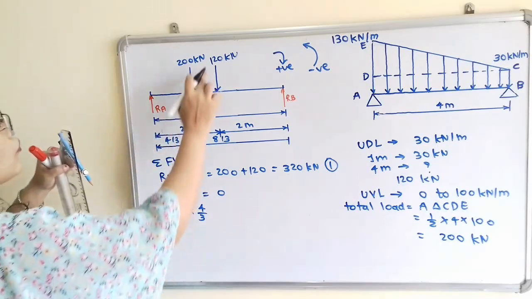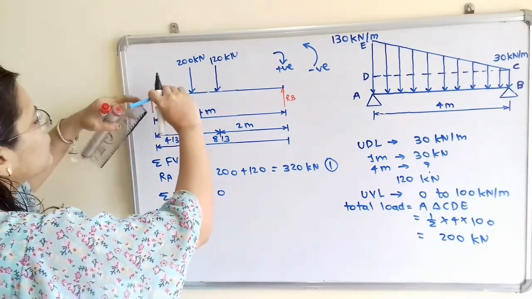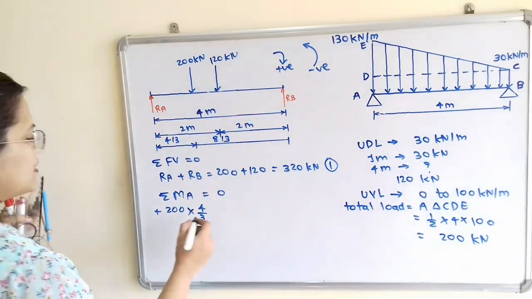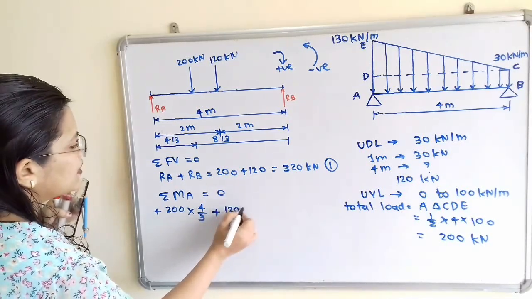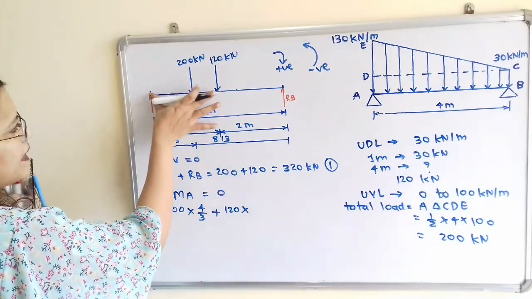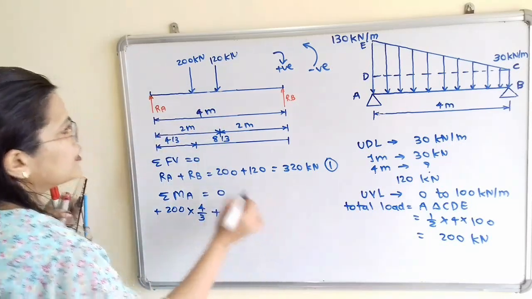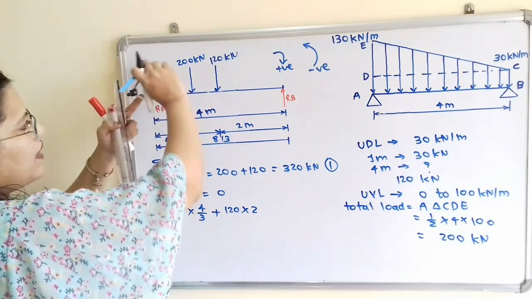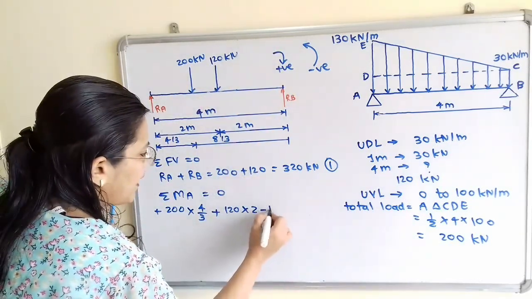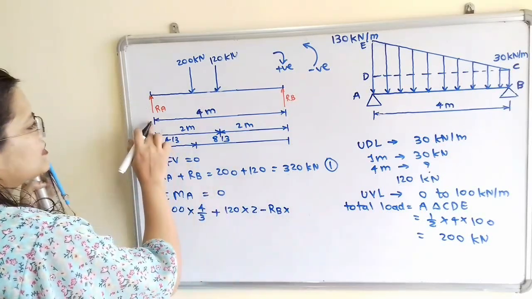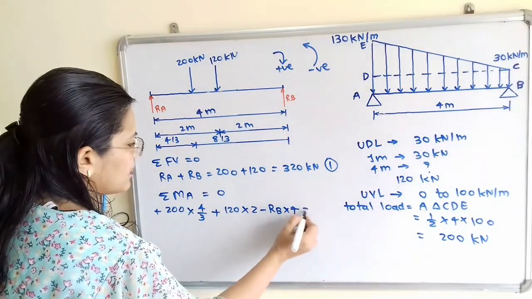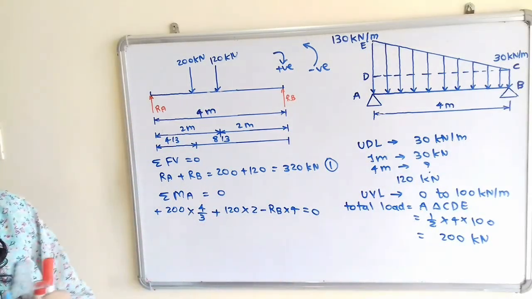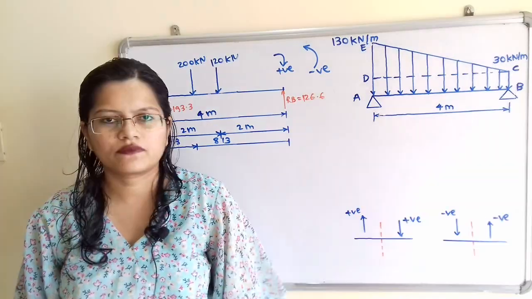Now next we will move to 120 kilonewton. Again I will move the compass about point A in the direction of 120, then it is in clockwise direction. So plus 120 multiplied by the distance between A and this, that is equal to 2. Now next RB. If I move the compass about A in the direction of RB, then it is anti-clockwise direction. So minus RB multiplied by the distance between A and B, that is 4, is equal to 0. So we will solve this and then we can find out the values of RA and RB.